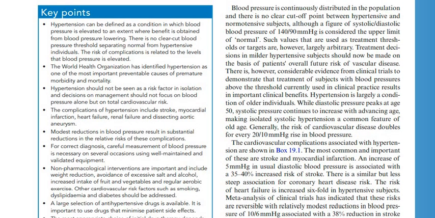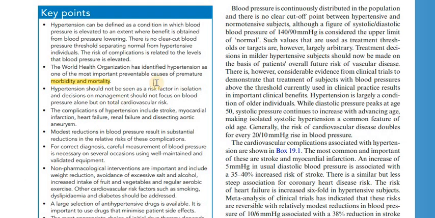So hypertension is basically a disease which is worldwide responsible for morbidity and mortality. It is the disease responsible for various cardiovascular complications. What are these? These are stroke, myocardial infarction, heart failure, renal failure, and problems in the aorta.